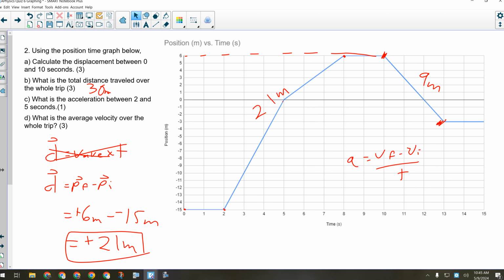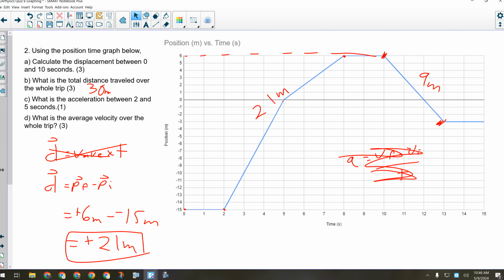What's wrong about that? Is velocity on this graph? That's what's wrong about that. I can't use that equation on here. And secondly, there's no what on this graph? There's no curve. We already established that between 2 and 5 seconds, the object was traveling at a constant velocity.